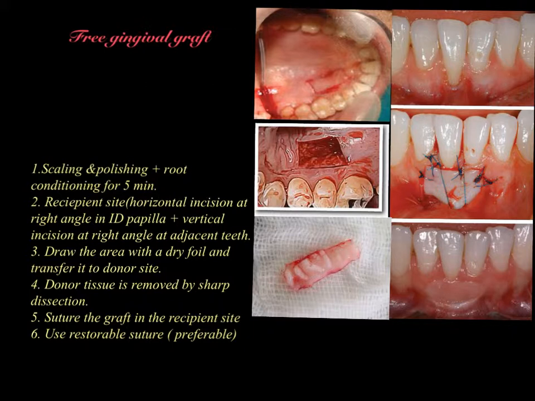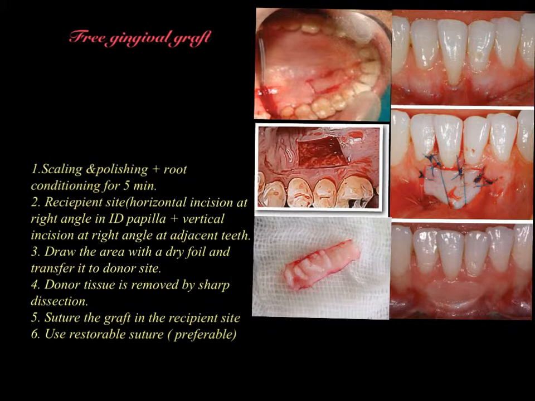Free gingival graft involves harvesting soft tissue from a distant site in the mouth and grafting it over a localized recession defect. In comparison to pedicle graft, which involves one surgical site, the free graft involves two surgical sites, one donor site and one recipient site. Usually, the donor site is maxillary palatal tissue.